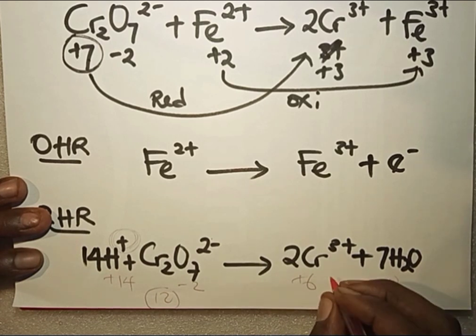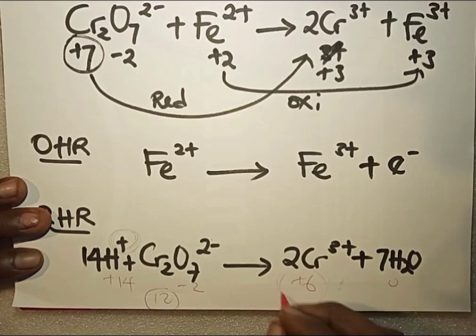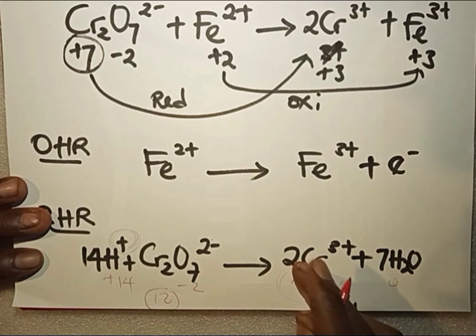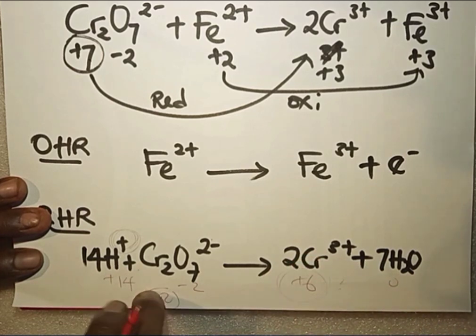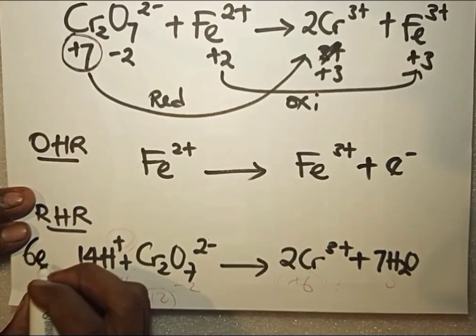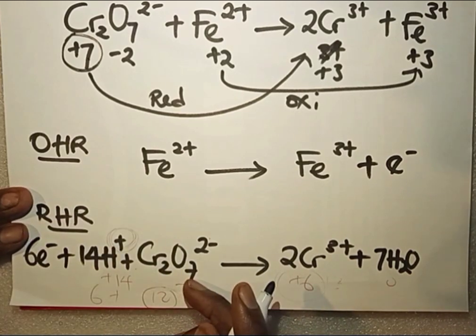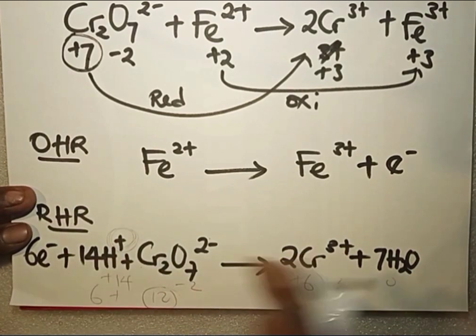When electrons are added, it will make this number be reduced. So when adding, we add to the side which has a lot of electrons. Since we have 12 here, we're going to add the 6 electrons. So 6 electrons were added to this part of the equation so that we balance up.